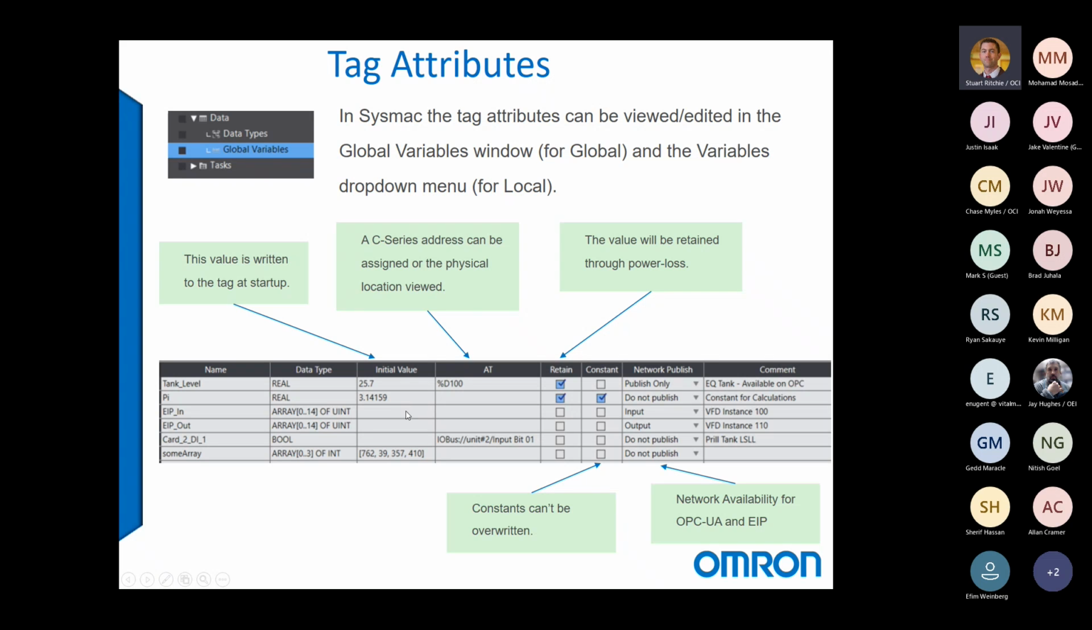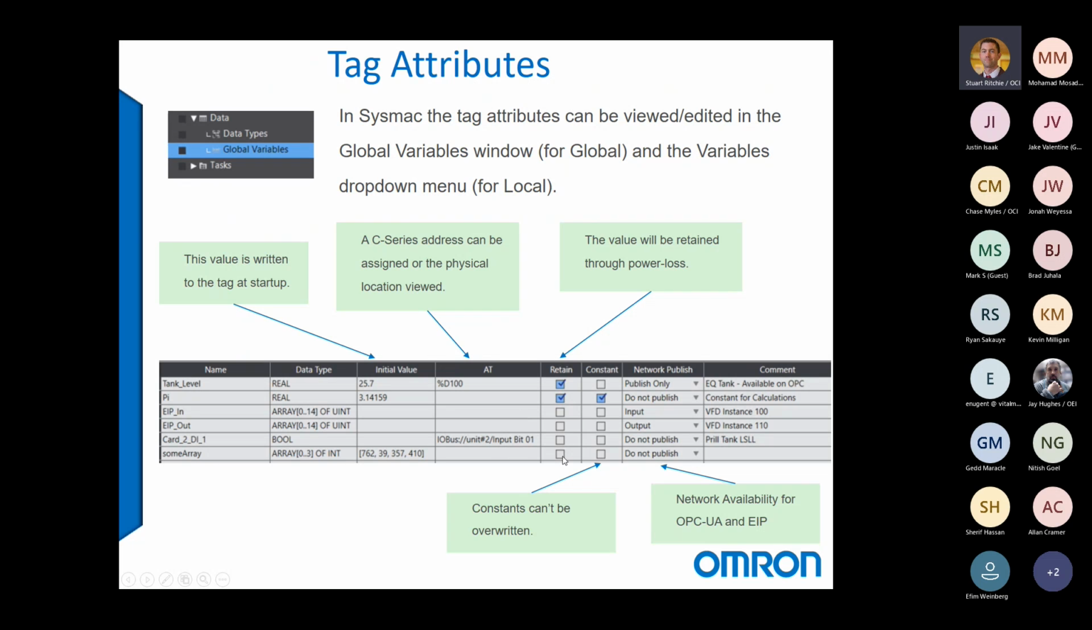It's completely optional. The AT column is where we can either assign an address to it, or it will tell us where in our system, either on a remote rack or on our local rack, this is mapped to in our I/O map. This is done automatically. We don't need to create this syntax here. It's just a reminder that this is used here.